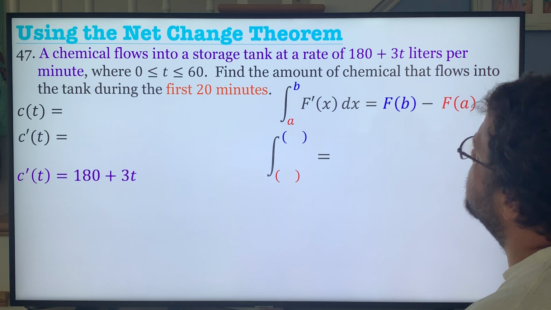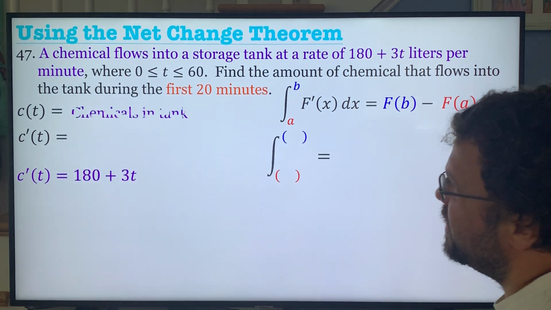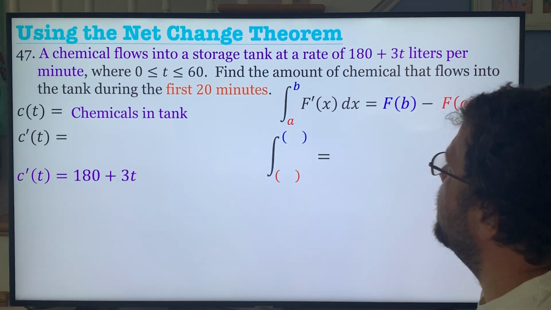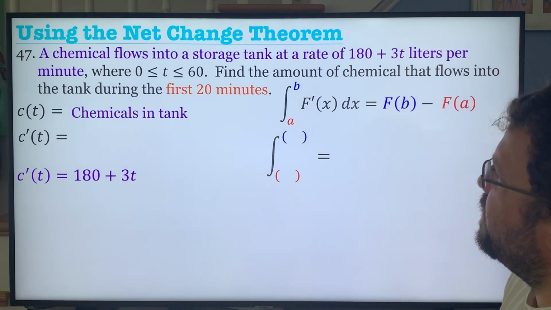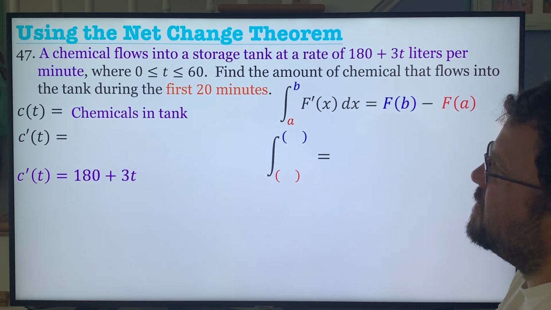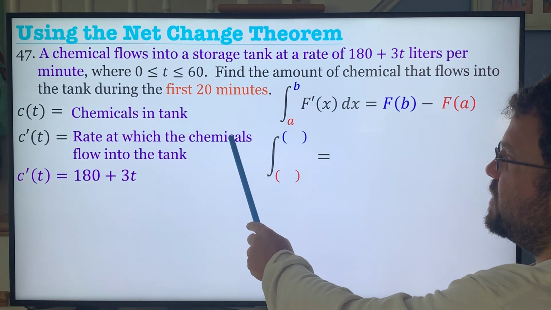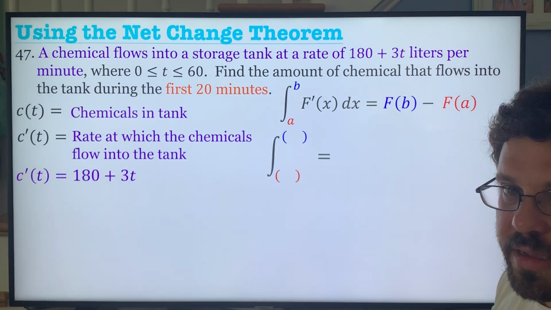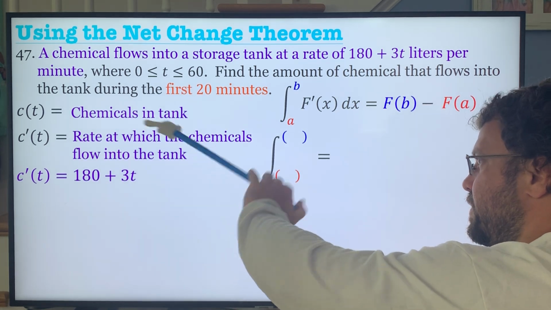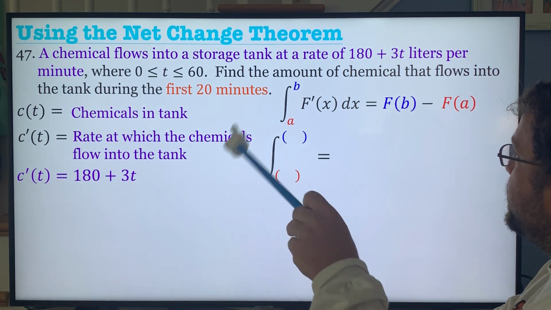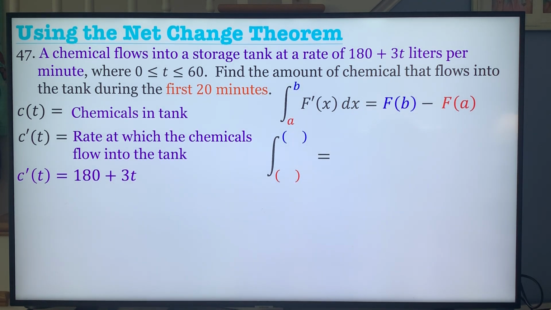First thing you need to know is, what is C of t? C of t is the chemicals in the tank for whatever your time is. So what do you think the derivative of that would be? What would be the derivative of the chemicals in the tank, in words? Hopefully you said the rate at which the chemicals flow into the tank. Derivatives are rates. This is your actual amount. Your derivative is your rate. Now, we already said the flow rate is that right there, right?